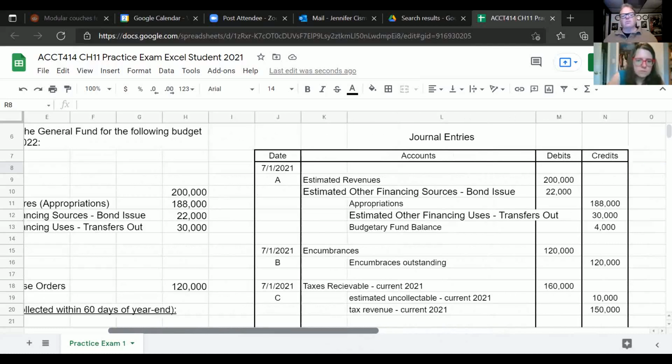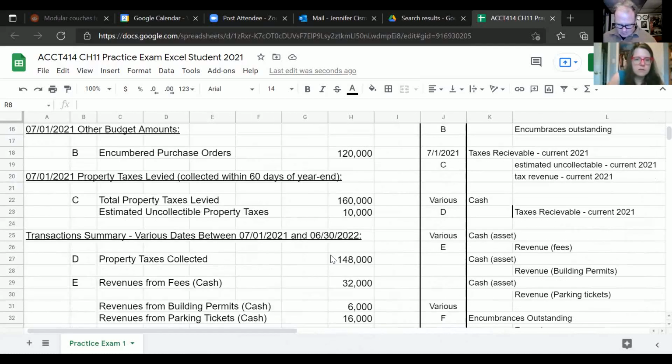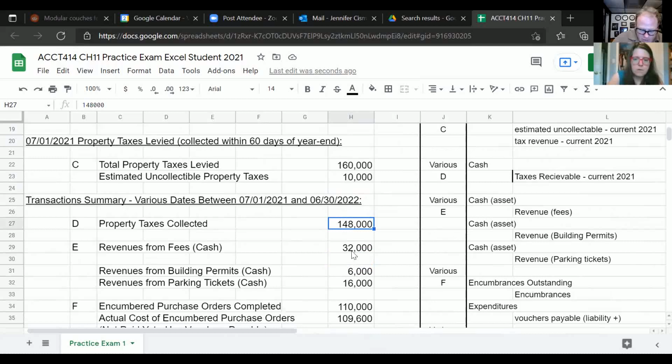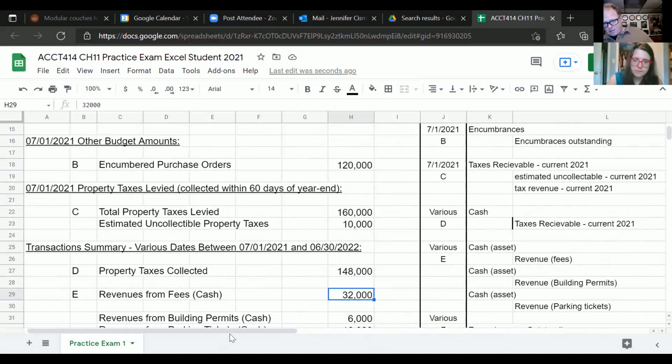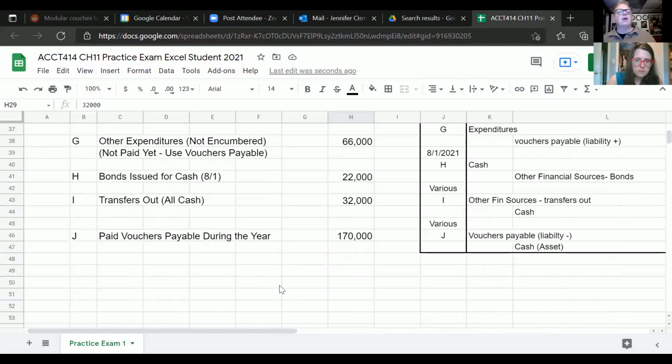No. Let's take a look here. Let's go down. We're just going to get all the revenues. So there's 150 for the taxes. Oh, so the property taxes that are collected, the 148. Revenues from fees, 32. And then the cash and the parking tickets, 16. 104. Yep, that's it. And those are the four.